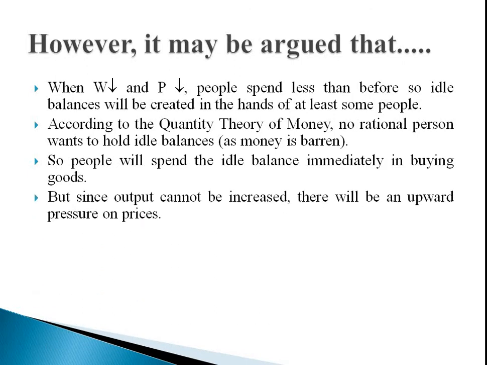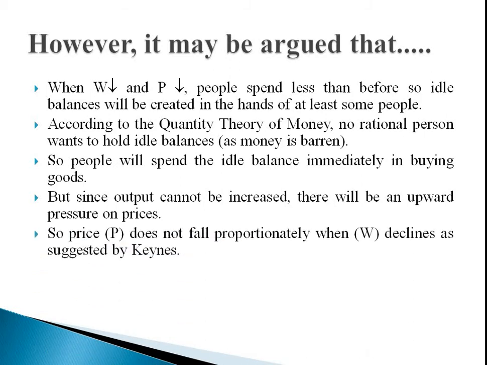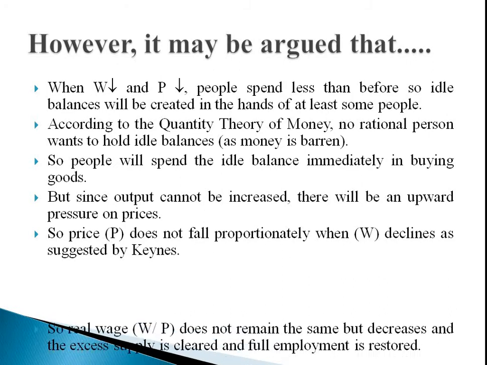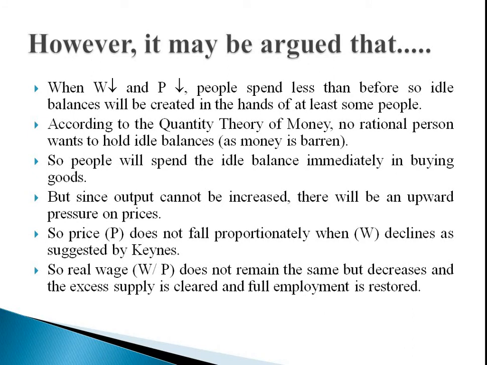But since the output cannot be increased beyond the full employment level, that is the level Y0, there will now be an upward pressure on prices due to increased demand or increased spending. So price does not fall proportionately when wage rate W falls as suggested by Keynes. So the real wage W by P does not remain the same, but it decreases, and the excess supply is cleared and full employment is restored as suggested by the classicals. So this is how wage price flexibility guarantees full employment equilibrium in the classical model.